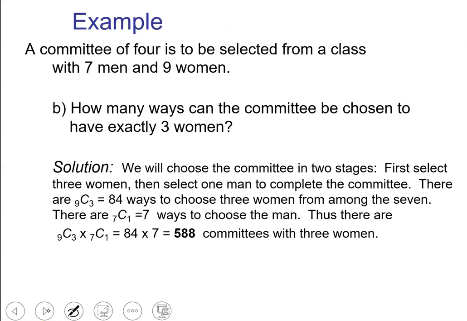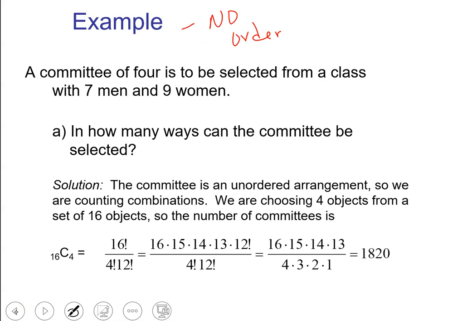Part B, how many ways can a committee be chosen to have exactly 3 women? Okay, so again, difference. Let's go back to A here. So this is how many ways can the committee be selected? So we actually have 16 because a total of 16 people are in our pool that we can choose from, and we're choosing 4 of them. So that's why we chose 16C4 in this case. And again, the order didn't matter.